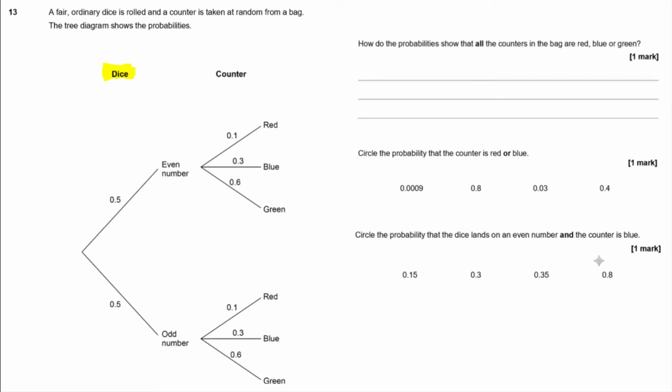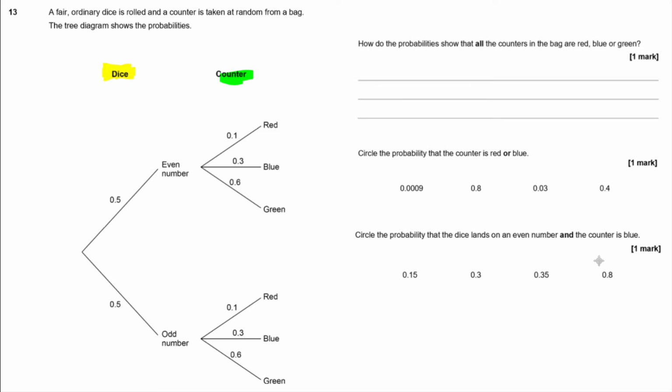Okay, and then for the counter part, we've got red, blue, and green. So clearly we've got more greens than blues and reds. We don't know how many counters are in the bag, but we know the probability of drawing a red is 0.1, which means 1 out of every 10 of the counters in the bag must be red. 0.3 means 3 out of 10 must be blue. And 0.6 means that 6 out of 10 must be green.